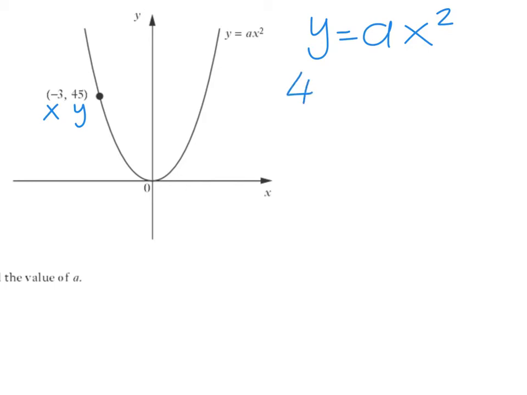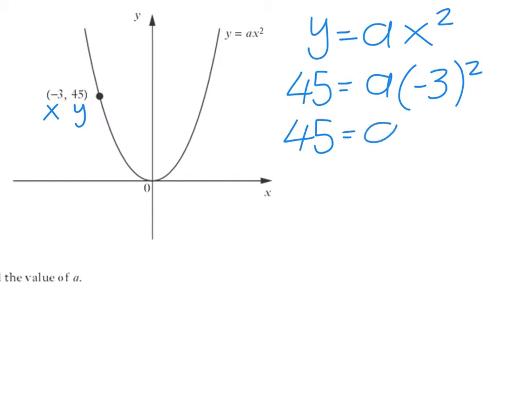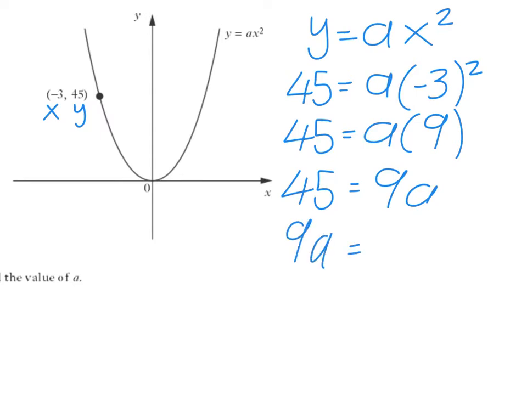So substituting those in, we get 45 equals a times x squared, which is (-3) squared. So that's 45 equals a times (-3) times (-3), which is positive, and it's 9. So we've got 45 equals a times 9, which is 9a. Flipping that round, we have 9a equals 45.